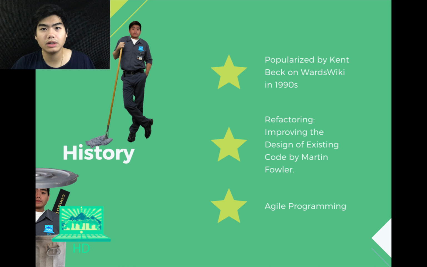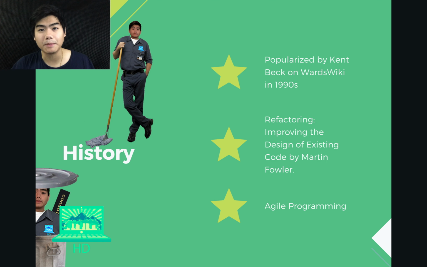The term itself actually got started way long ago, but was popularized by Kent Beck on Wards Wiki way back in the 1990s. And it was more used inside the book Refactoring: Improving the Design of Existing Code by Martin Fowler. And now it's used a lot when we are referring to something that looks a little bit off in your code. And it's used a lot within agile programming and the agile methodology. And we'll talk about that a little bit later in a separate video.